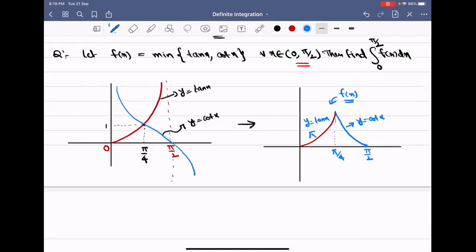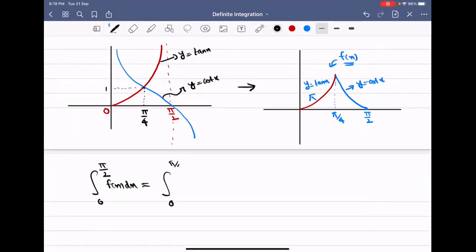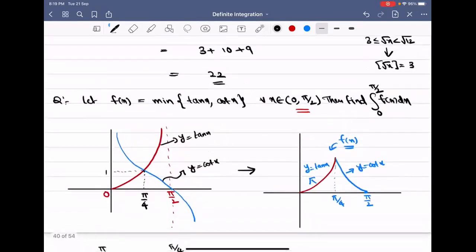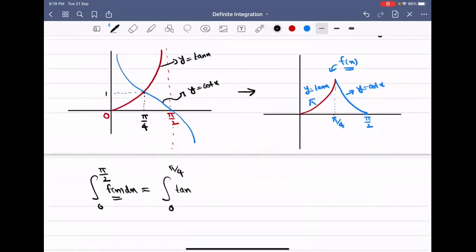Now we need to find the integration of f of x, for this graph, in between 0 to pi by 2. So the integration of 0 to pi by 2 f of x dx, we break the limits at pi by 4. From 0 to pi by 4, the graph is the red graph, that is tan x, the minimum, so tan x dx. Next, from pi by 4 to pi by 2, the minimum is cot x. Therefore, here you should take cot x. So this is the way to solve the problem.